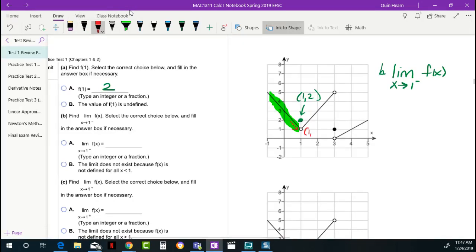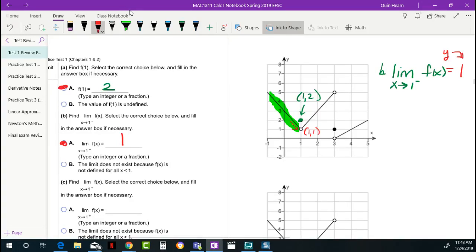It has coordinates 1, 1. So that means that the limit as x approaches 1 from the left is going to be 1, the y value. We're always looking for the y value, because remember f of x means y. So it's asking when x goes to 1 from the left, what is the y value? All right, and then I'm going to fill that answer in over here.